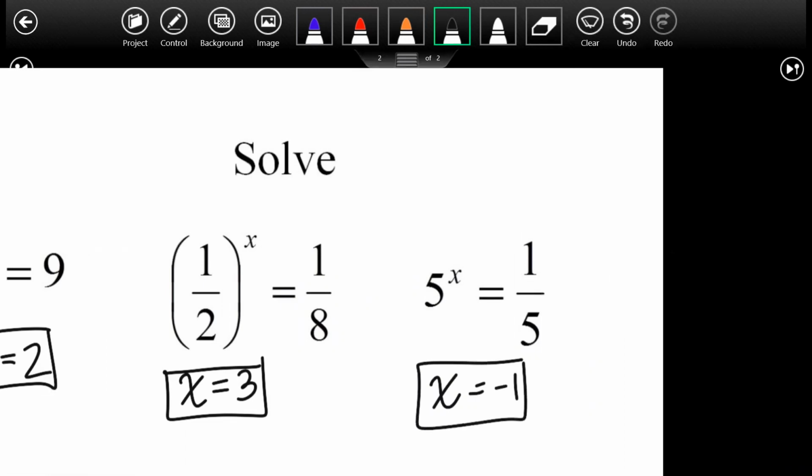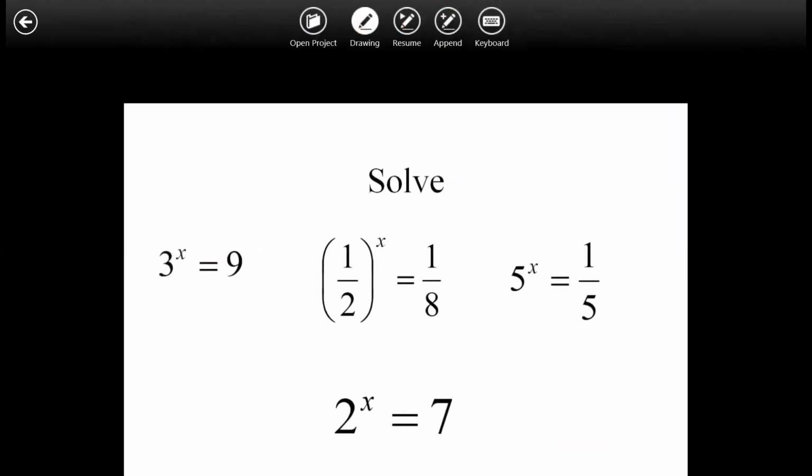It's typically easy to find these values because it's easy to understand the ideas behind exponentials, especially if they give you whole numbers or numbers that are perfect roots or cubes or squares to the actual numbers themselves. But what would happen if I give you a value like this? How would you solve that?